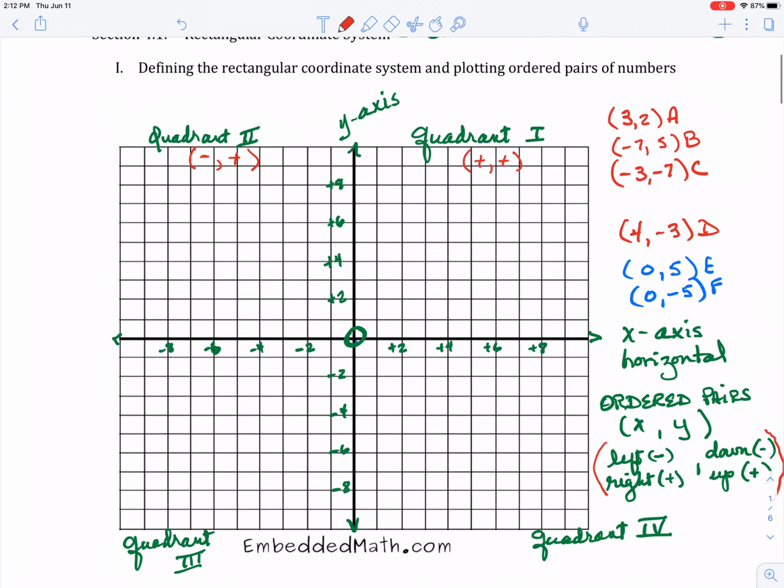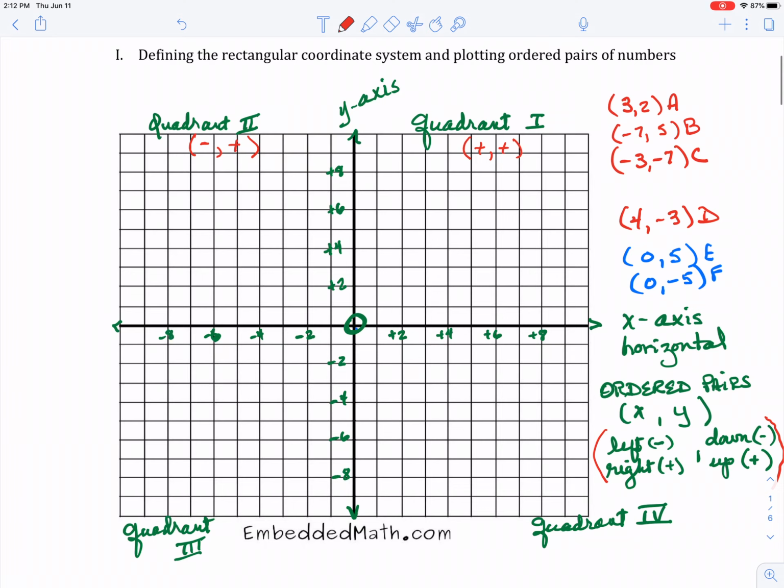Quadrant 3 is down here in the lower left. All the signs in Quadrant 3 start negative to the left and down, negative. And Quadrant 4 is the lower right, and the sign pattern there is move to the right first and then down. It's important, if you're going further in mathematics, that you understand those sign patterns.